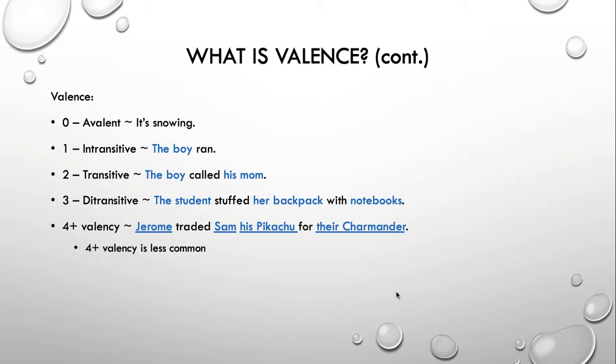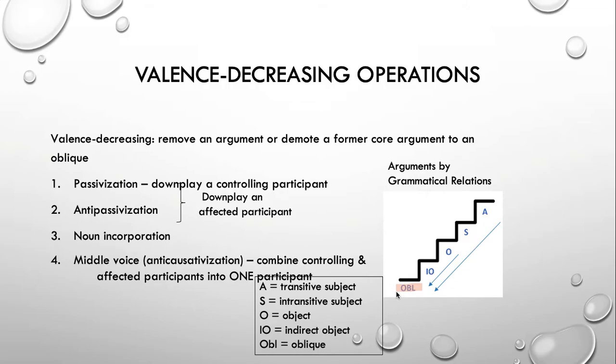Any valency higher than that is possible, but less common. In this one, it's Jerome, Sam, his Pikachu, and their Charmander. The main focus now is valence-decreasing operations, which can be done by either removing an argument or demoting a former core argument to an oblique. In the diagram to the right, I've shown that this is mostly done by the transitive subject being demoted to an oblique or the object being demoted to an oblique.